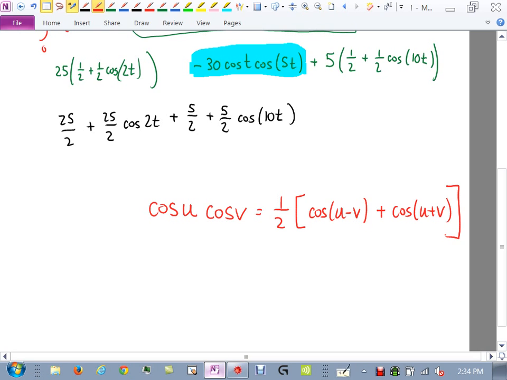Thank you. And that's good that popped in your head, because that allows me to take that cosine t times cosine 5t and that negative 30 in front and turn it into negative 30 times what? 1/2. Then cosine of u minus v. So I'm going to go cosine of what? T minus 5t, which is negative 4t. And then the other one plus cosine of 6t.